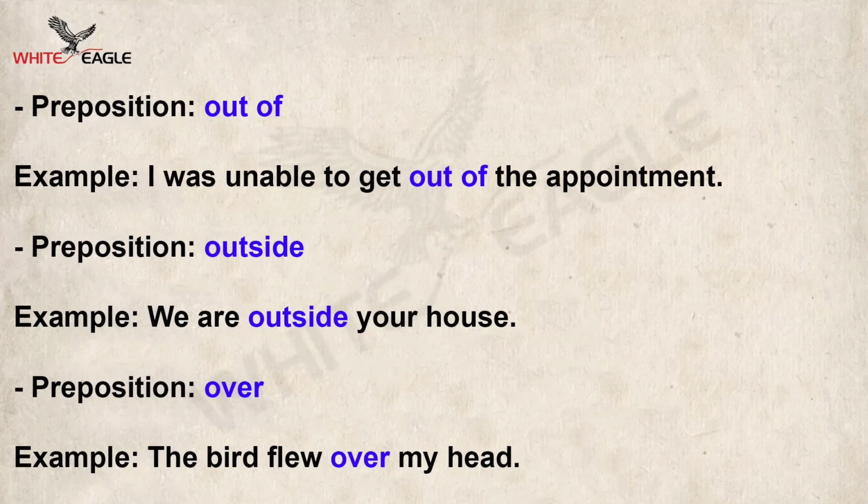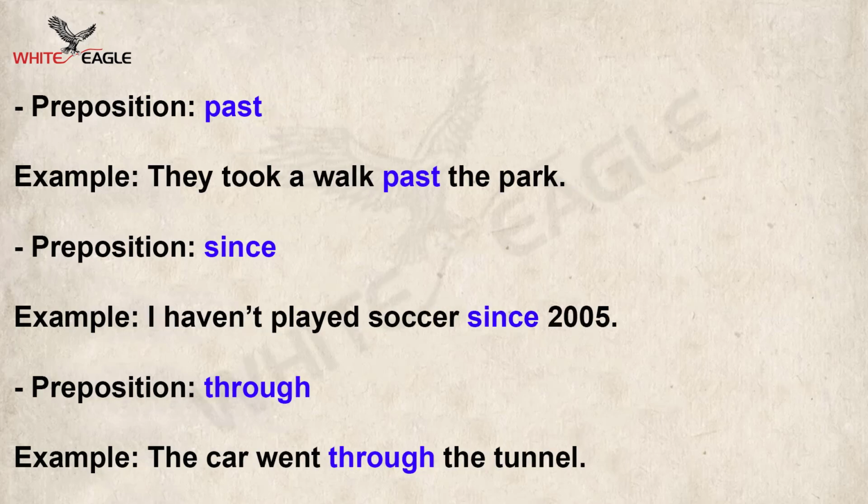Preposition: out of. Example: I was unable to get out of the appointment. Preposition: outside. Example: We are outside your house. Preposition: over. Example: The bird flew over my head. Preposition: past. Example: They took a walk past the park.